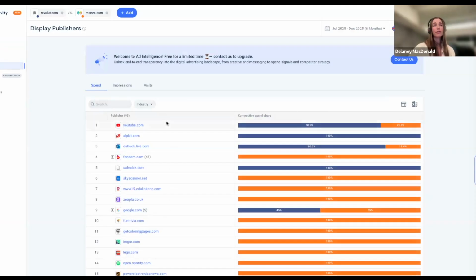So first thing that stands out for me is that YouTube is the top publisher, but this is where Revolut is really cleaning up. We see that they are holding over 78% of the spend. And even more importantly, if we look at impressions, they are getting over 82% of all the impressions. They're also ahead on really high visibility surfaces like Outlook.